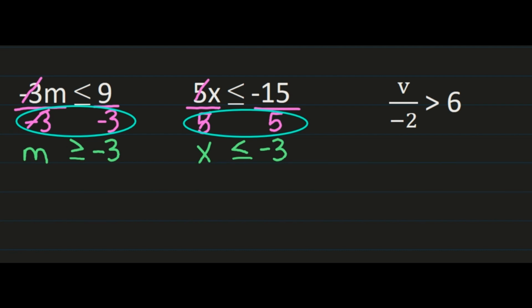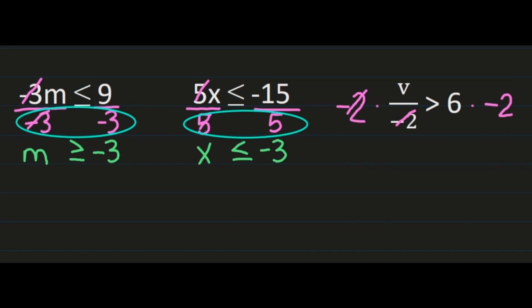In my third example, I have v divided by -2 is greater than 6, so my inverse operation is to multiply, and I'm going to be multiplying by the -2 because I want to get v all by itself. My -2's will simplify out, leaving me with v on the left. On the right, I have a positive times a negative, which is a negative, and 6 times 2 is 12.